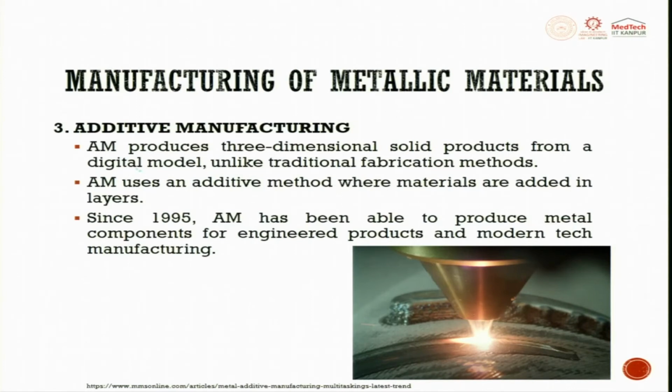Additive manufacturing produces three-dimensional solid products from the digital model, unlike traditional manufacturing processes. Whatever is given in the drawing, you convert it into an STL file, then to slicing files. From slicing files, it is directly moved to a machine, and in the machine you take all the topology data plus the machining process data, mix it and then start feeding it into an additive manufacturing machine, and it tries to produce a part. Additive manufacturing uses additive methods where material is added in layers. It has been able to produce metal components for engineered products and modern manufacturing.